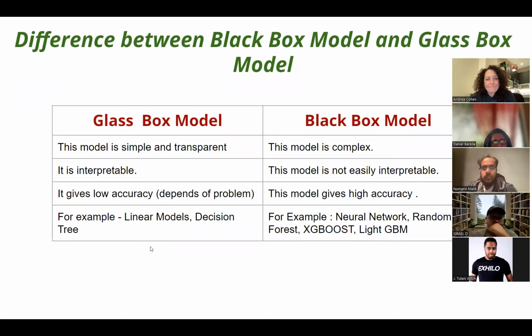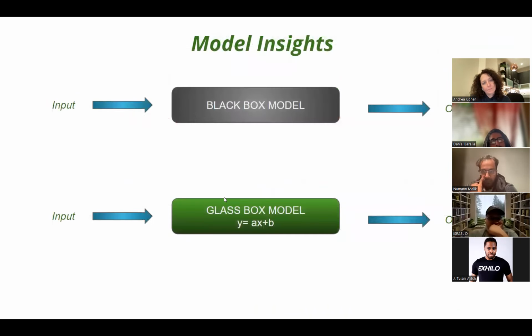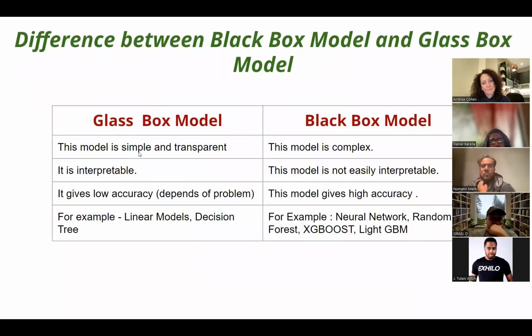So what are the major and key differences between the black box model and the glass box model? First we will talk about the glass box model. This model is very simple and interpretable. How? Because in the previous slide I showed we can see the equations, how it is calculating the weights, how it is finding the coefficients and giving you the output based on the given features. Very transparent. So this model is very simple and easy to understand. It is interpretable because we can see what is happening inside the model.